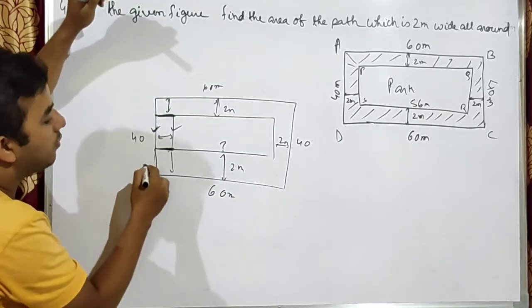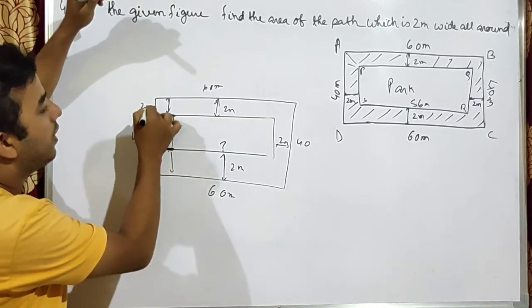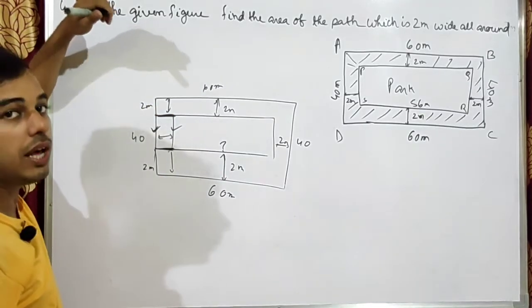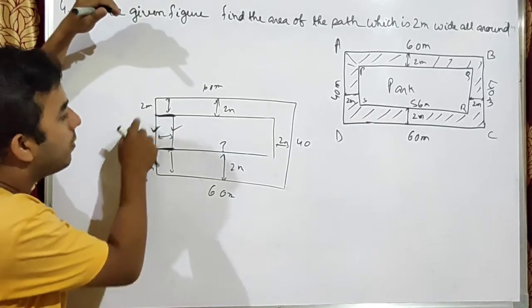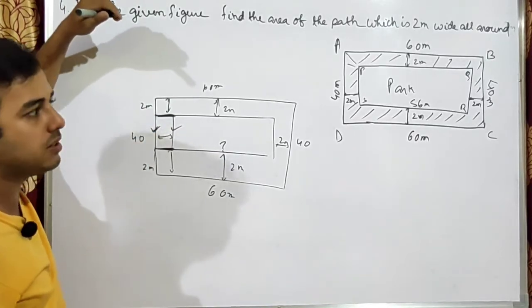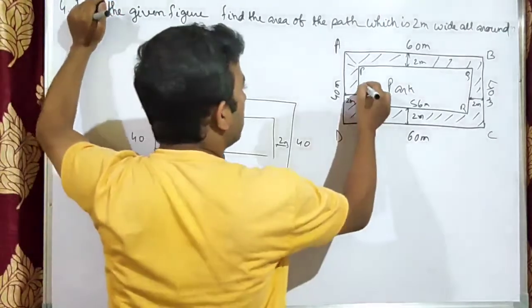Now what is the length of this part? This length is 2 meter, the length of this is also 2 meter. So all total I have removed how many meters? 4 meters, right? So this will be what? 40 minus 4. 40 minus 4 is how much? It is 36, isn't it?